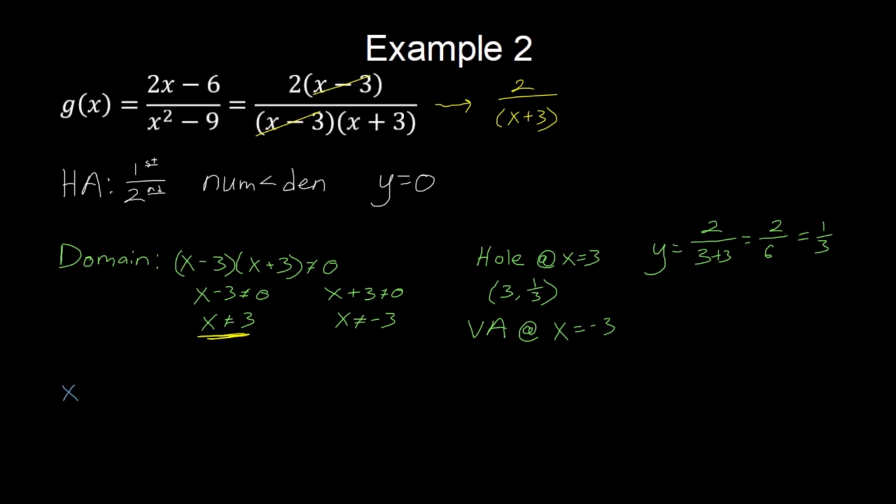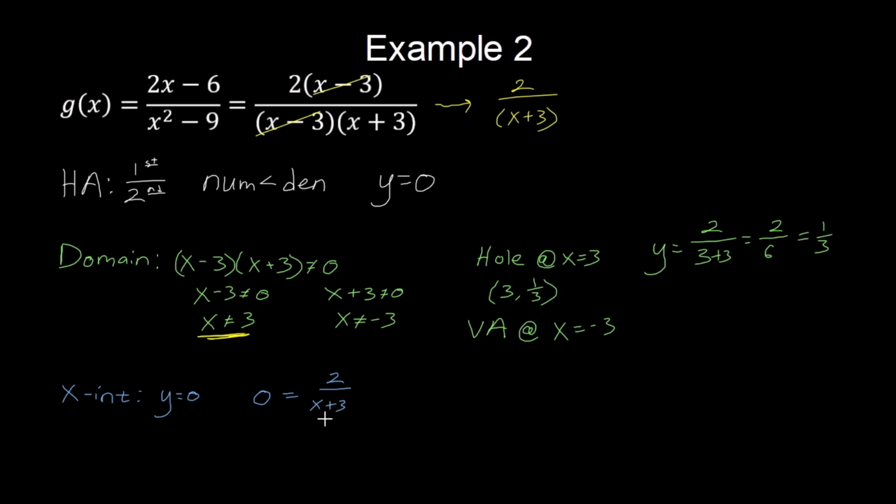The last thing we want to look at is our x-intercept and our y-intercept. So the x-intercept happens when y equals 0. So just like we did to find our hole, we're going to go ahead and take that simplified equation and set it equal to 0.